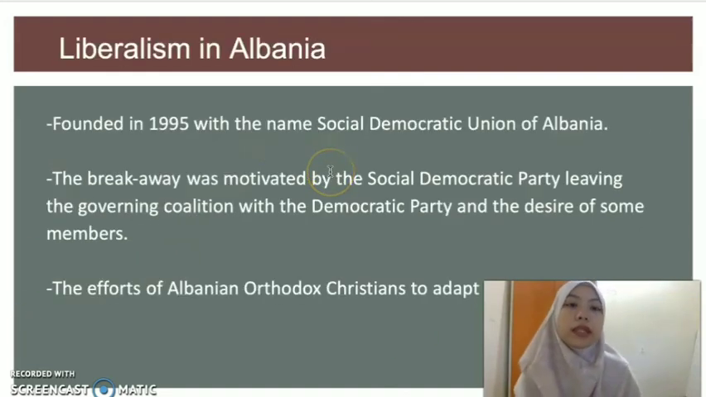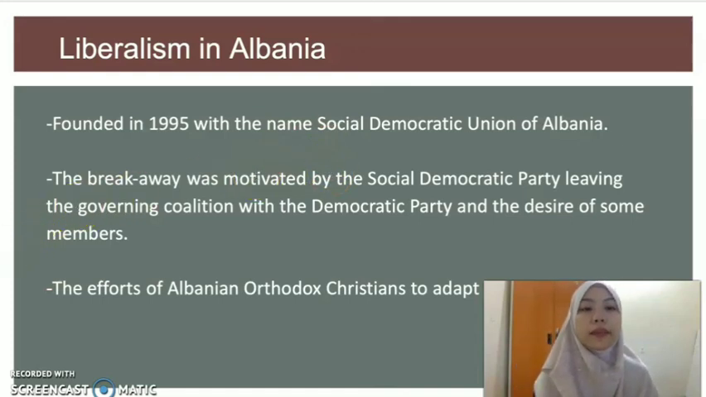Next, we move to liberalism in Albania. It was founded in 1995 with the name Social Democratic Union of Albania. The breakaway was motivated by the Social Democratic Party leaving the governing coalition with the Democratic Party and the desire of some members to maintain their ministerial posts or other high governmental appointments.